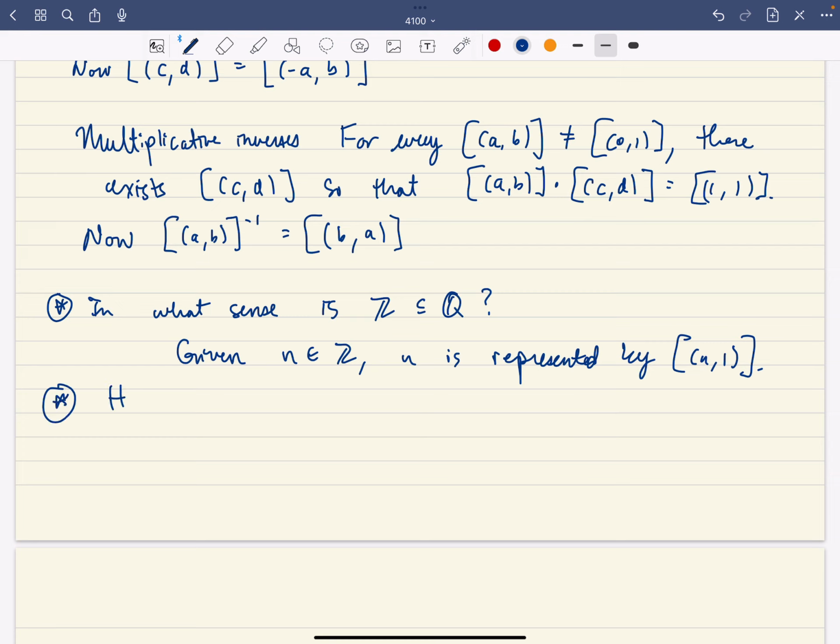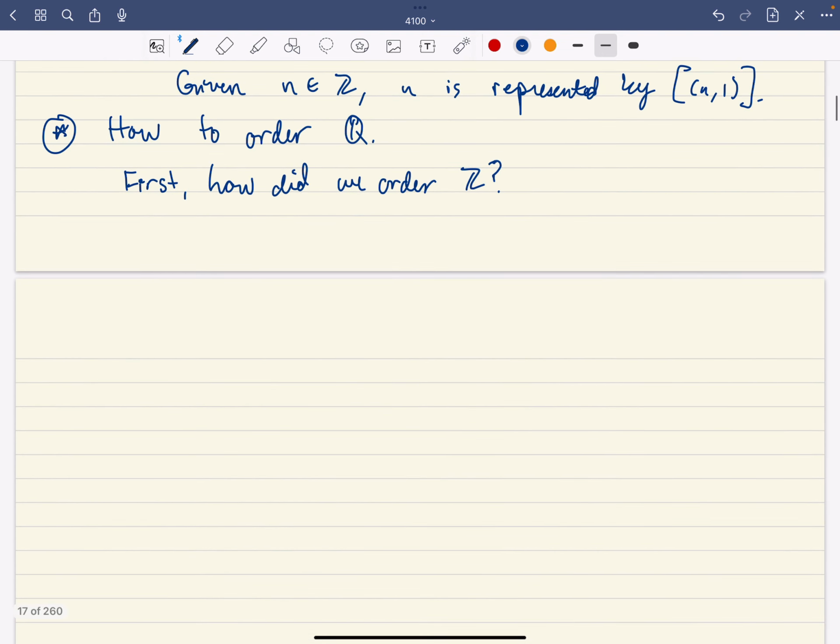The other remaining question is, how do we order Q? If this is how we're defining the rationals, as this strange set of equivalence classes under this relation, how can we give it an order? In order to do that, I want to think about how we ordered the integers. In class I said that basically we just use the usual notion of less than, which is true, but that doesn't help us here. It doesn't generalize.